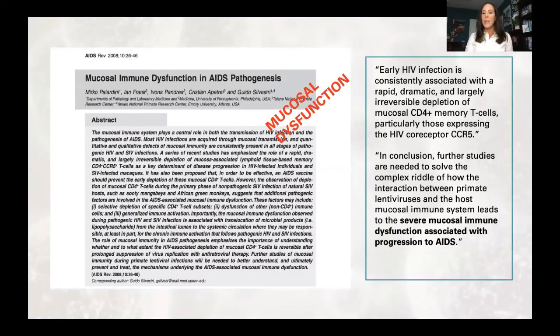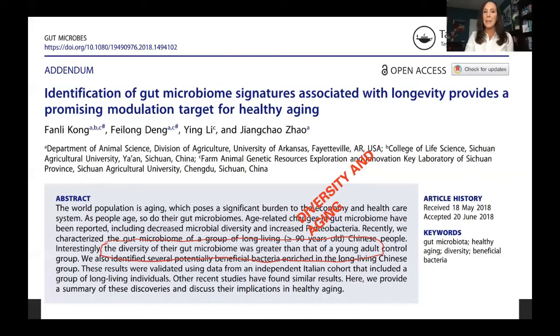Early HIV infection. As we know, there's some relation between HIV and the coronavirus. It's consistently associated with rapid, dramatic, and largely irreversible depletion of mucosal CD4 T cells, creating severe mucosal immune dysfunction and progression. So in this study, mucosal dysfunction was associated with worse outcomes in HIV. Again, a potential prototype related in how it acts on the immune system to other viruses. And this study talked about diversity and aging, and there was an inverse proportion. Basically, the more diverse the gut was, the less aging or better longevity the patient had.